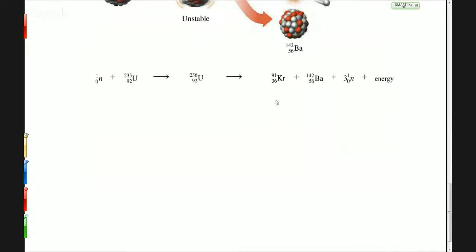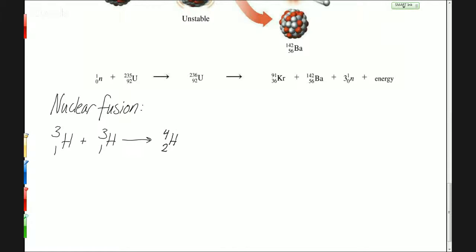The counterpart to nuclear fission, again here, is nuclear fusion. And this is what's happening in the sun. So the sun is doing this kind of a reaction. An isotope of hydrogen, hydrogen-3, is combining with another one. So two of the same atoms are combining to form a helium nucleus and a neutron and energy.